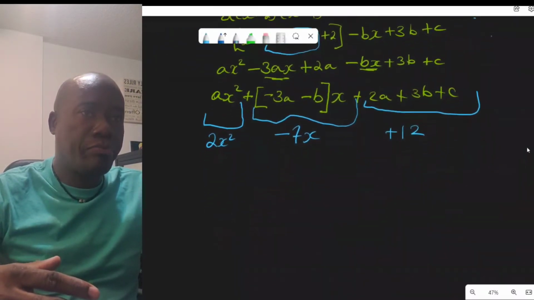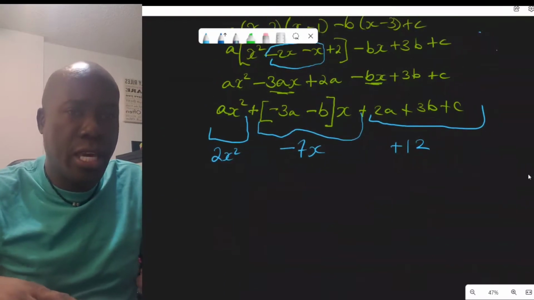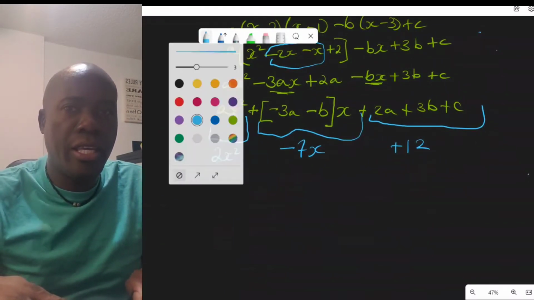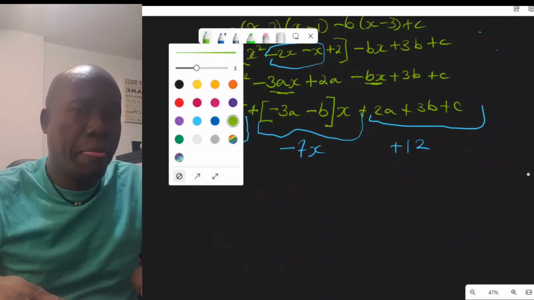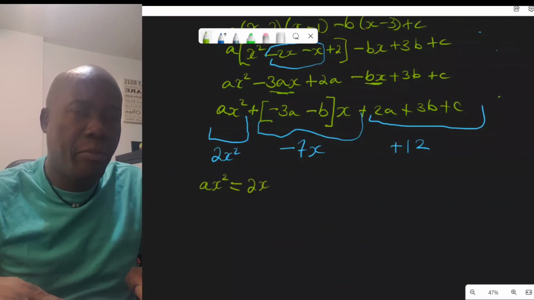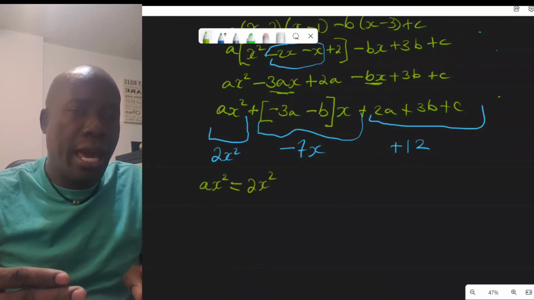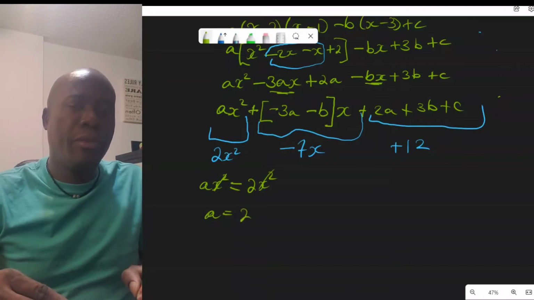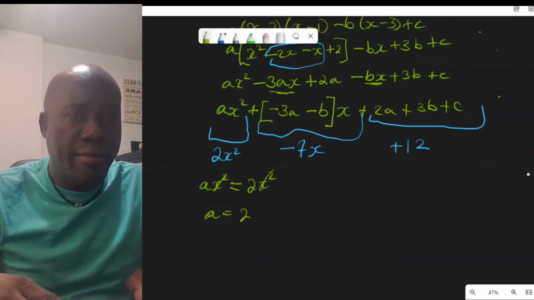All right, let's go. At this moment, we can say, all right, to find a, we're going to equate this. Ax squared is the same thing as 2ax squared. If we should drop the x squared, as you could see, a is equal to 2, right? So a is 2, and we have that right now.